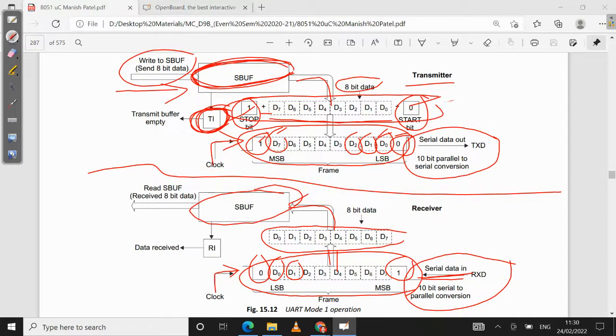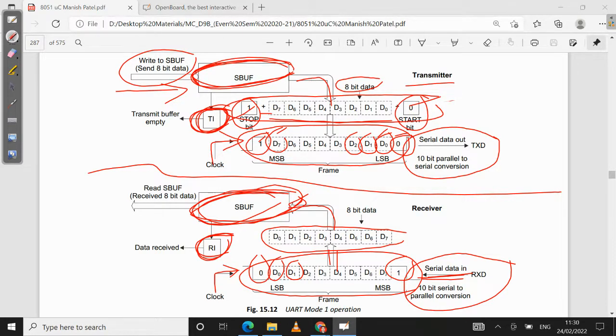So there is some connection between RI and SBUF. SBUF is empty, or SBUF is full; the indication is given by RI, the receive interrupt. So the data is received in SBUF.